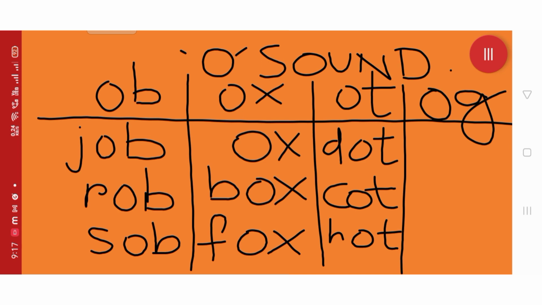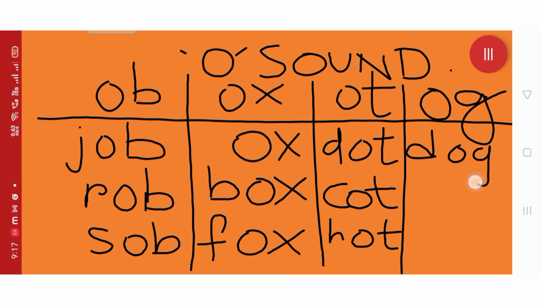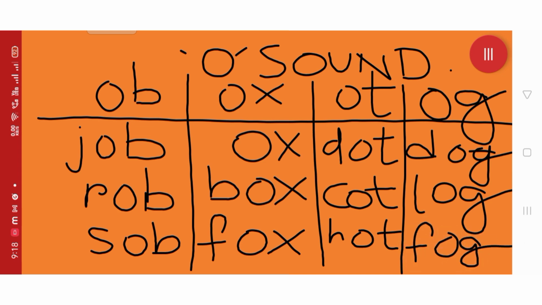Now the last one. O-G. Let's see. D-O-G, dog. Right? Then we have L-O-G, log. Done? And the last one. F-O-G, fog. So this is the way we pronounce O with the help of different consonants, right?